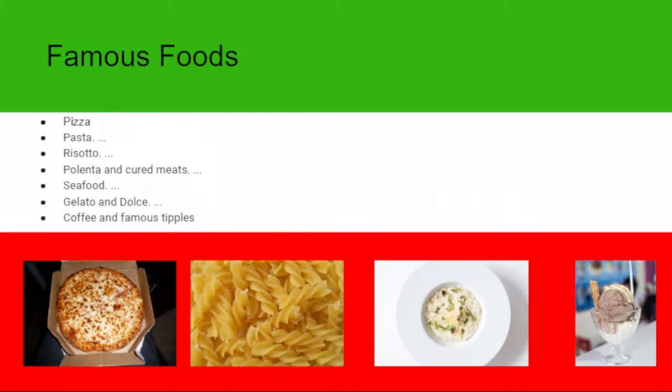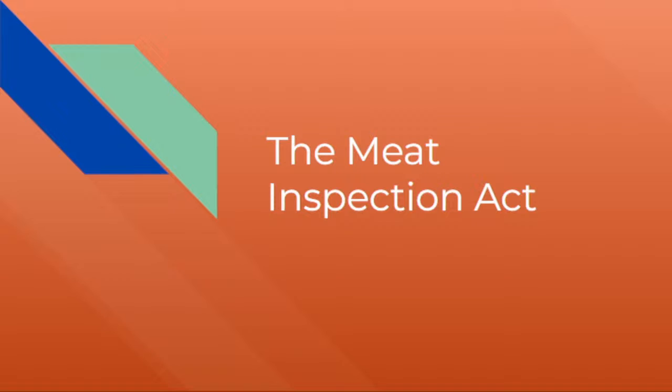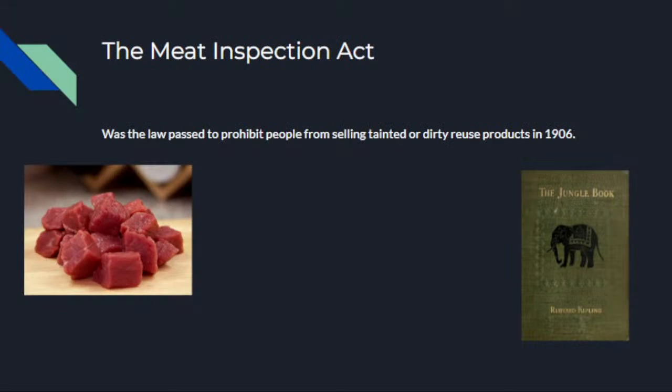Next is the Meat Inspection Act. The Meat Inspection Act was the law passed to prohibit people from selling tainted or dirty reused products in 1906, which was supported by The Jungle.